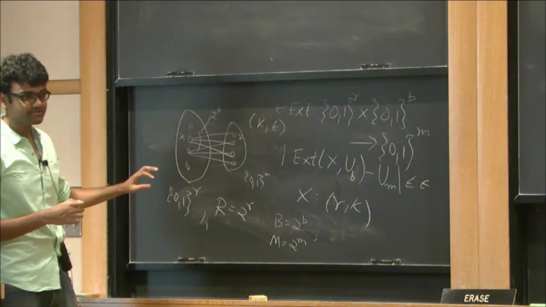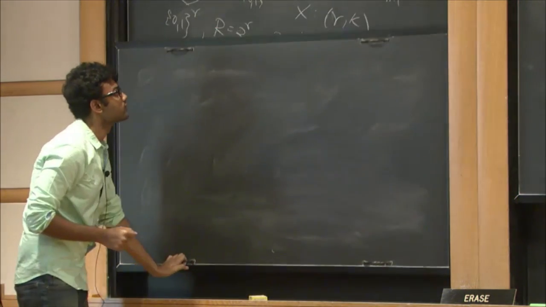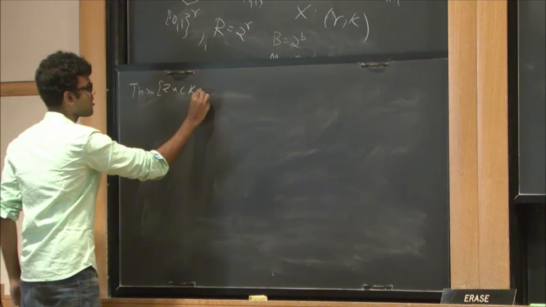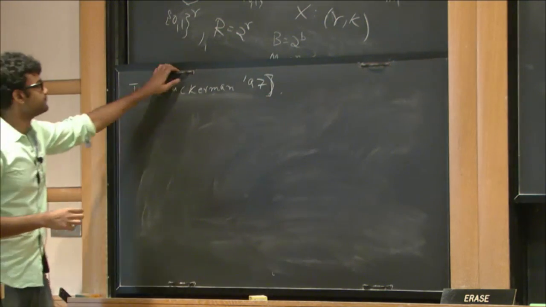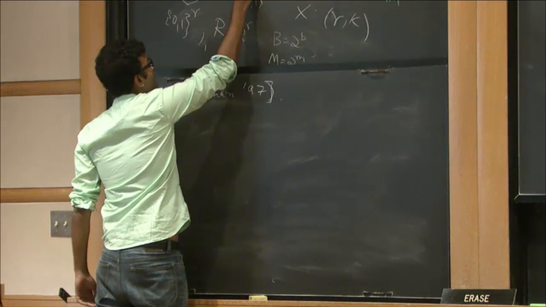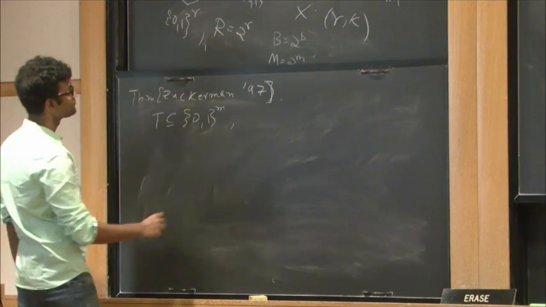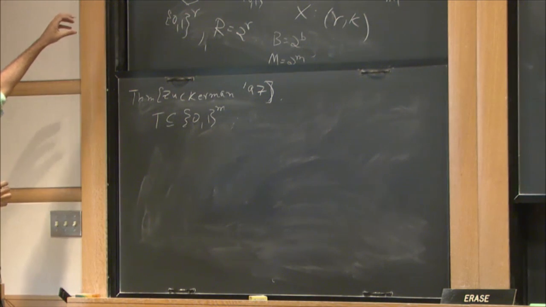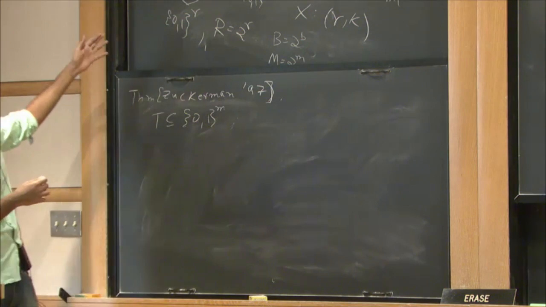And this extractor satisfies a very nice property, which is a theorem by Zuckerman in 97, which says that if you look at any T which is a subset of the output strings, and look at the number of neighbors, look at the x's which have significantly large intersection with T, like more than the density of T, then the number of such x's can be bounded.